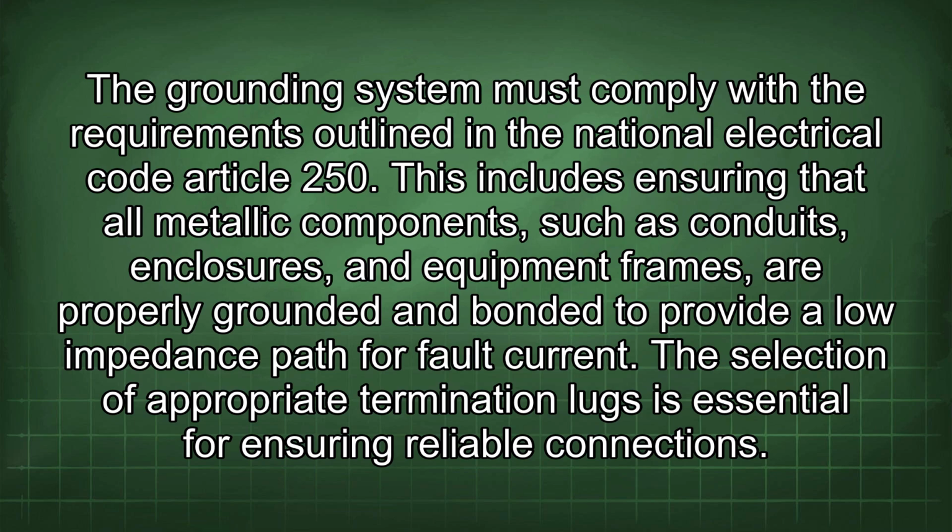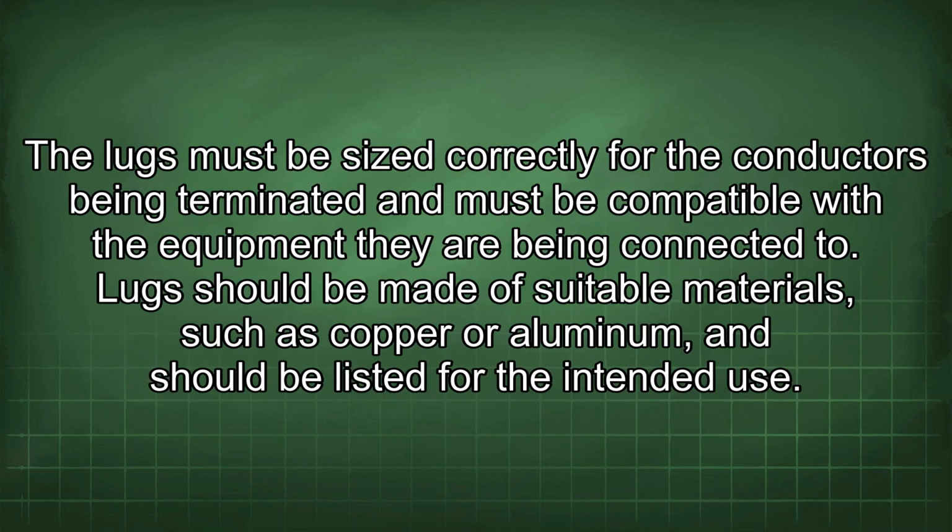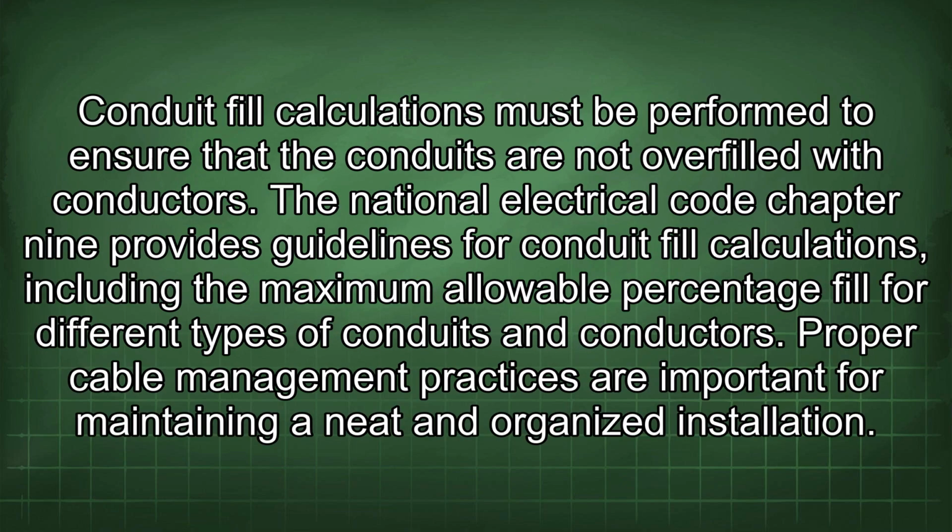The selection of appropriate termination lugs is essential for ensuring reliable connections. The lugs must be sized correctly for the conductors being terminated and must be compatible with the equipment they are being connected to. Lugs should be made of suitable materials, such as copper or aluminum, and should be listed for the intended use. Conduit fill calculations must be performed to ensure that the conduits are not overfilled with conductors.